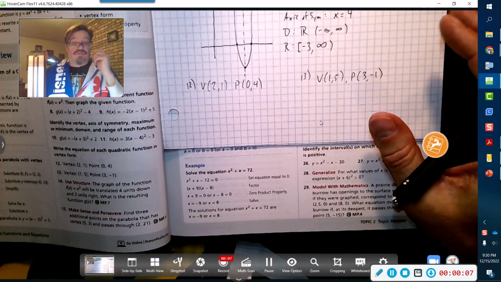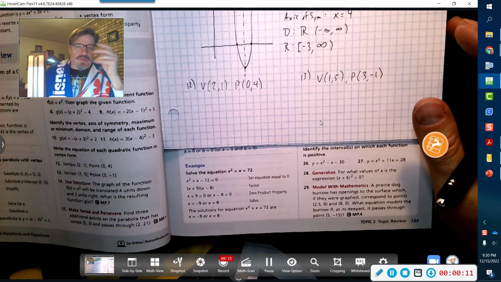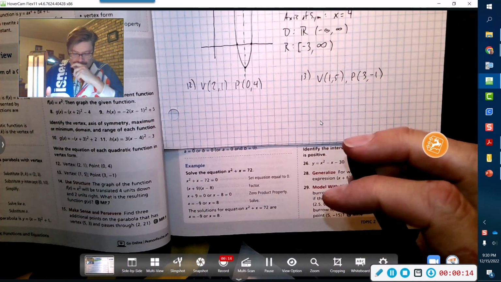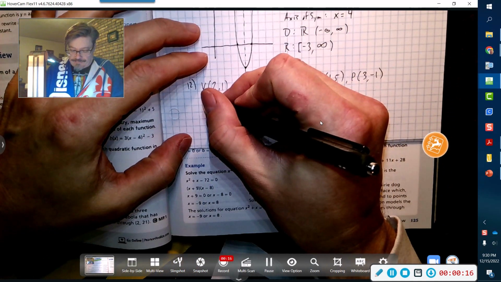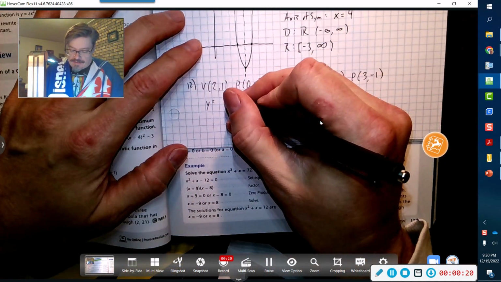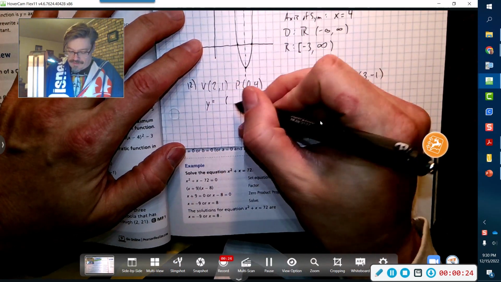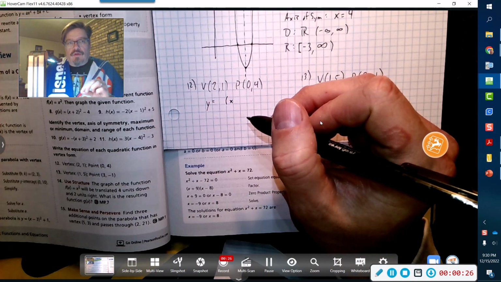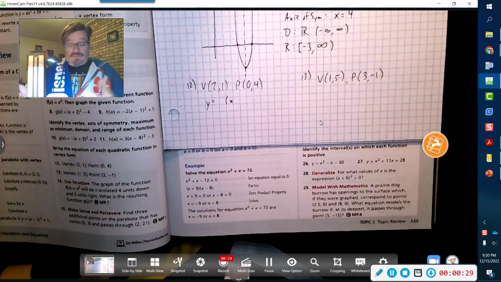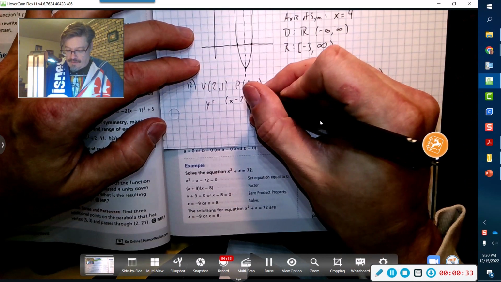Alright, 12. So you have a vertex, but it passes through a point. Now if you're taking the SAT, you might be able to get away with just knowing the vertex. The vertex is 2/3 of your entire equation in vertex form, because you have an H and you have your K.